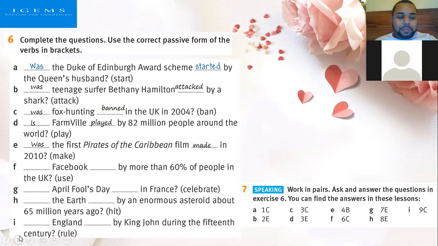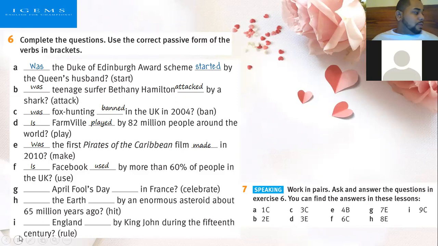So yeah, let's continue. Okay. Next one, letter N. Is Facebook used by more than 60% of people in the UK? Okay, so let me see here. Next one. Is Facebook used by more than 60% of people in the UK?